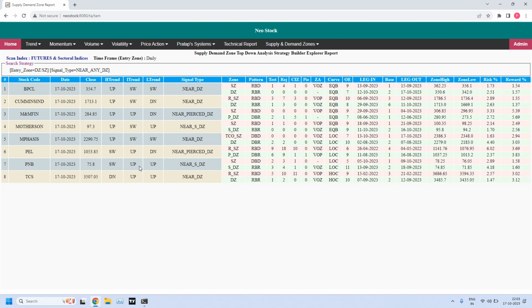Trend is good. Daily trend and weekly trend are uptrend. Monthly is sideways. Location is also good. It is low on the curve. So this is about stocks near demand zone.